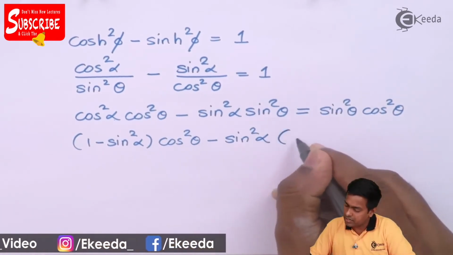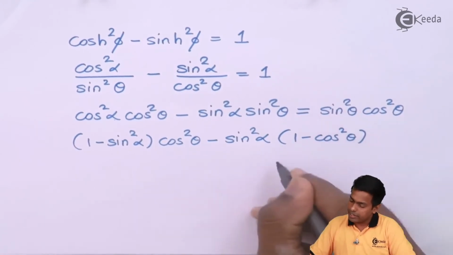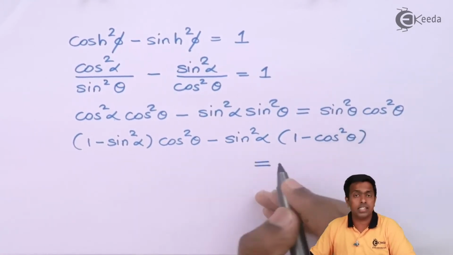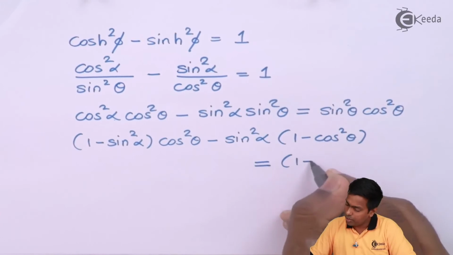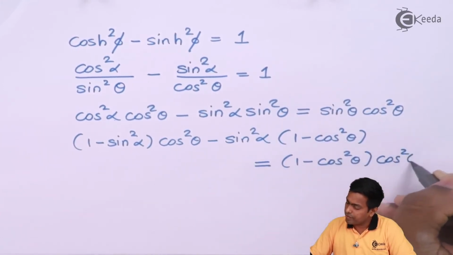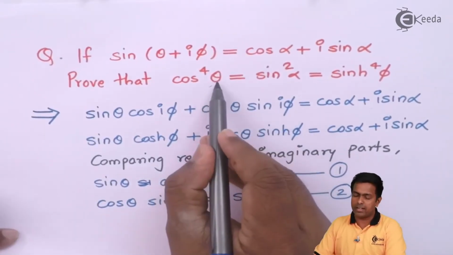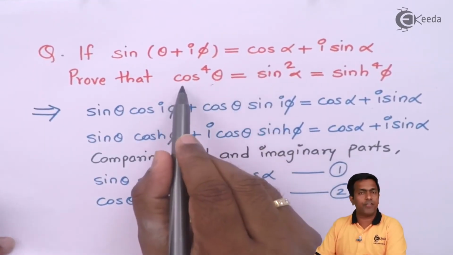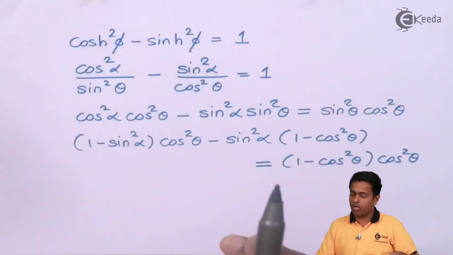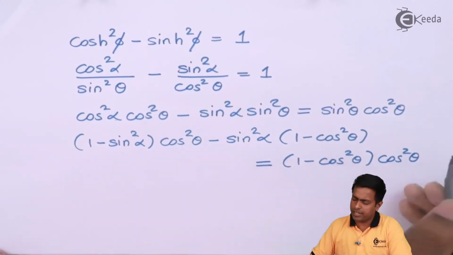So here I'll say it is 1 minus cos square theta equal to, this is sine square theta, which is 1 minus cos square theta into cos square theta. So guys, what I did here is I just observed the angle and the respective trigonometric function. So I brought the same function everywhere. Now let's multiply it, let's simplify it.